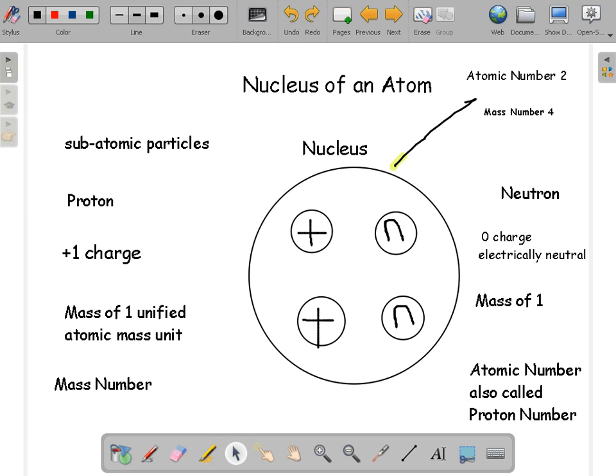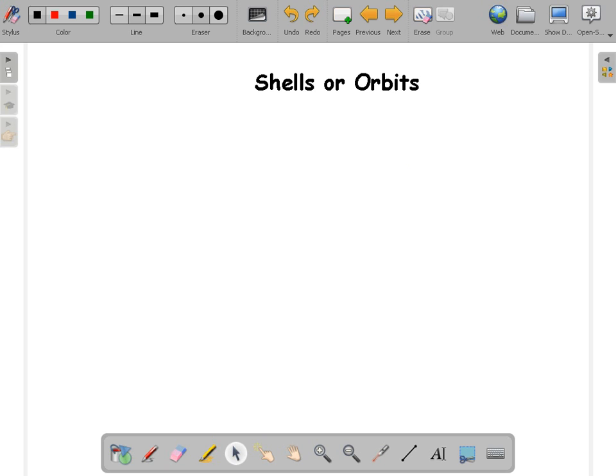Whereas for the mass number, you could have an atom of oxygen with, let's say, 8 neutrons, and then you could have another one with 9 neutrons. They are still oxygen because the atomic number, or the number of protons in the nucleus, hasn't changed, but they are different isotopes of our oxygen atom. Now we're going to talk about the second part of our atomic structure, which is shells or orbits.